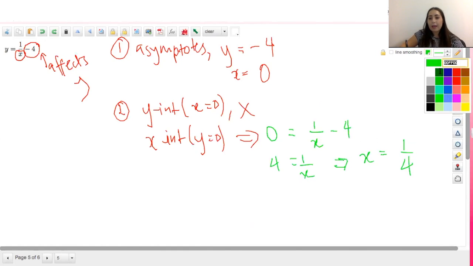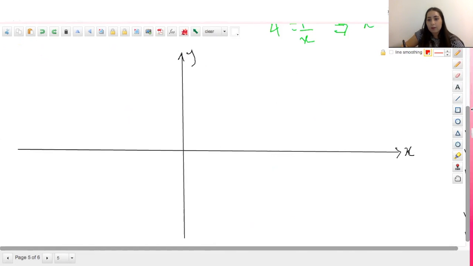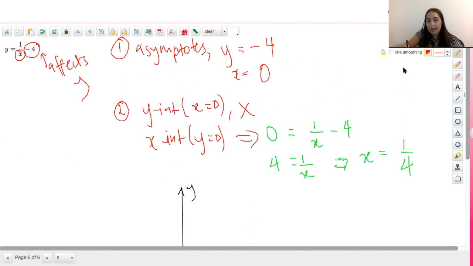And the third thing is the quadrants. So we have a look at the coefficient of x. It's still positive, it's not negative. Therefore, we know it's going to lie in the first and the third quadrant. And so let's graph it. The first thing we put in are the asymptotes. So y equals -4 and x equals 0.